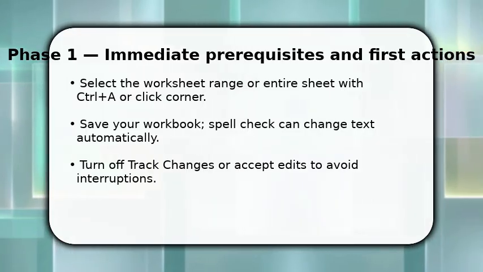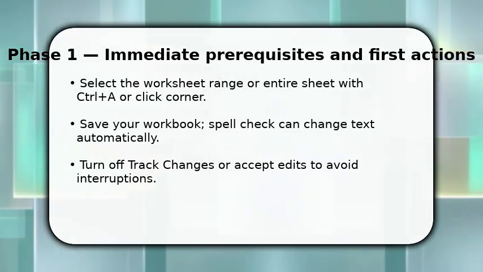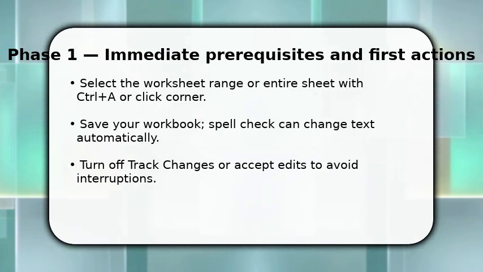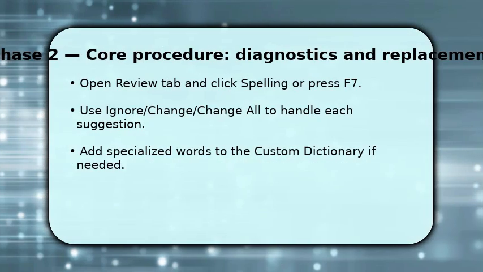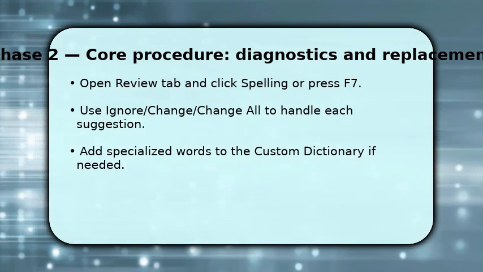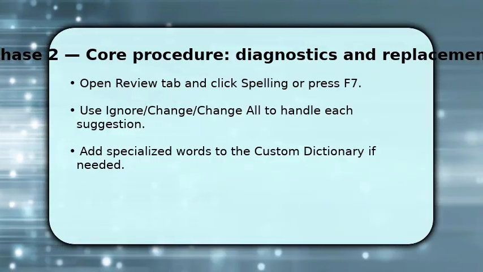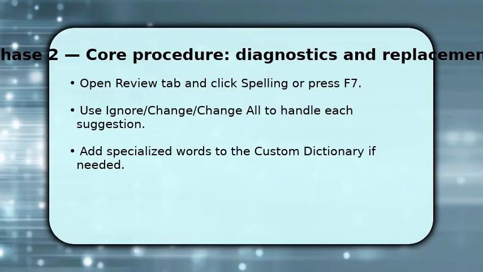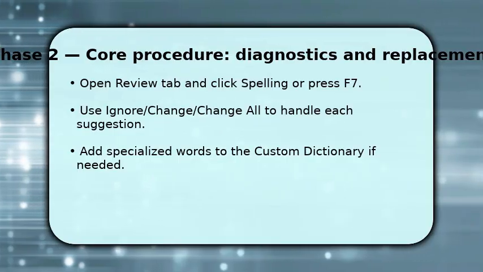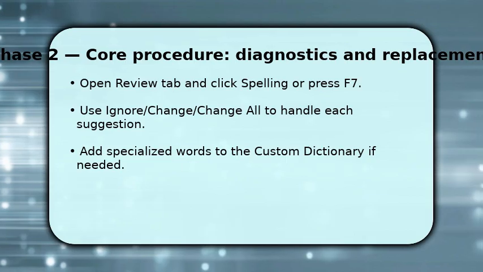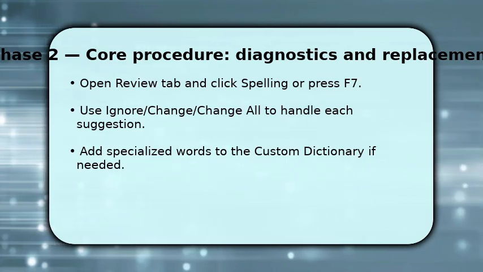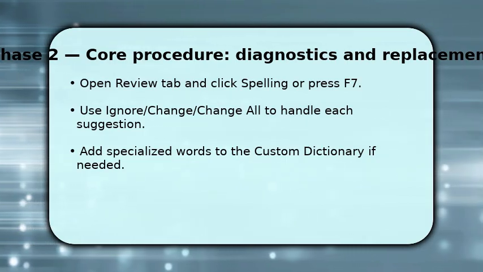Now move to the Review tab to start. You run the spell checker from Review, Spelling, or by pressing F7. This starts a dialog that scans visible cells. As each suggestion appears, choose Ignore if the term is correct, Change to accept a single replacement, or Change All to apply globally. Use Add to insert proper nouns or technical terms into the custom dictionary so they won't reappear.